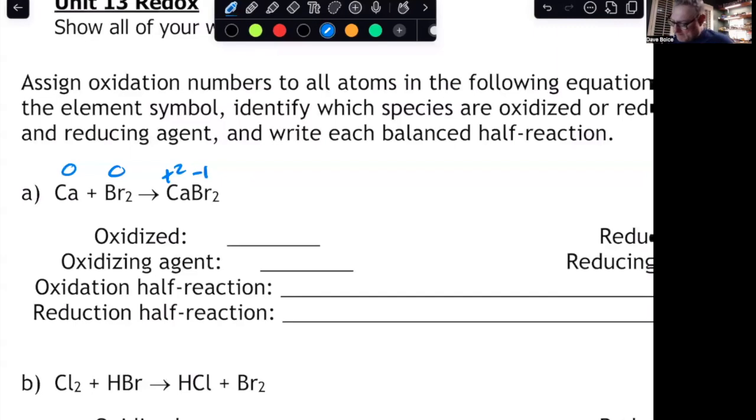Okay, so now what I want to do is see what was oxidized, what was reduced. So the calcium went from 0 for an oxidation to +2, so that definitely changed. And the beryllium went from 0 to -1. So both of my oxidation numbers changed. Now, what was oxidized and what was reduced?